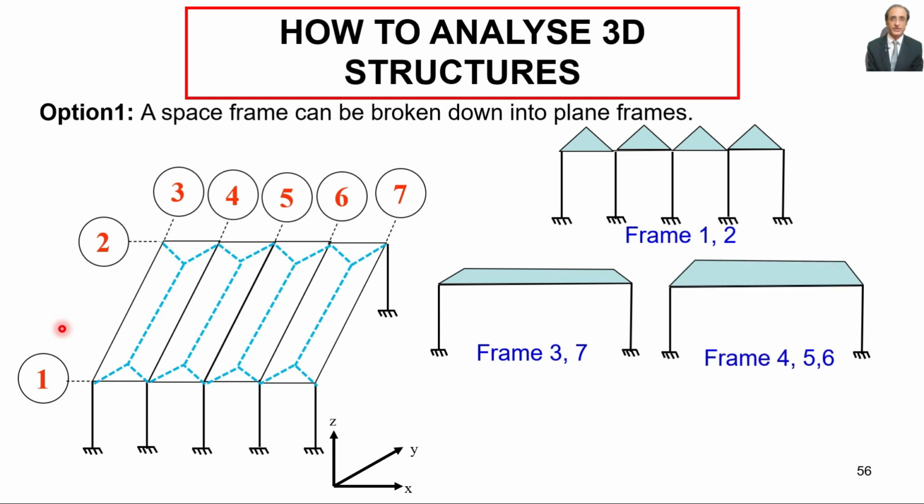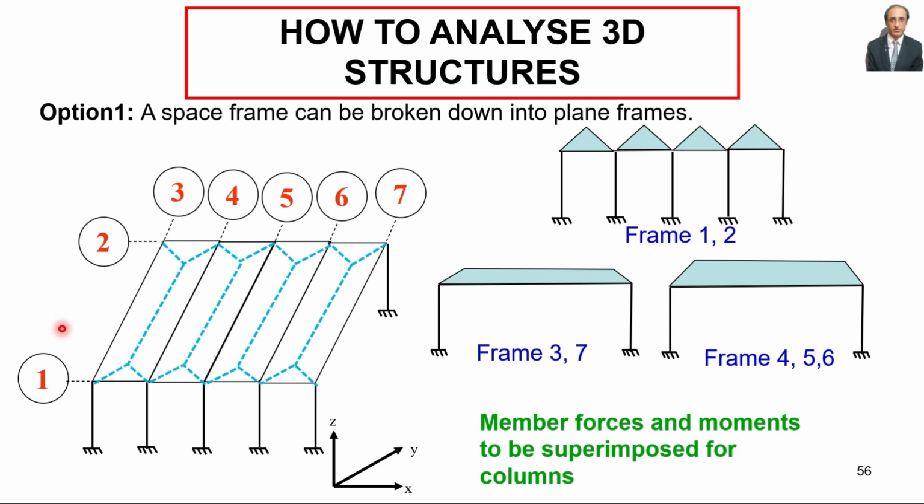Now how about interpretation? In the case of beams, we are getting the member end forces in the form of bending moments and shear forces, so we don't need any adjustment. However, in the case of the columns, a column is generally a part of 2 frames, so we need to superimpose the forces and moments for columns.